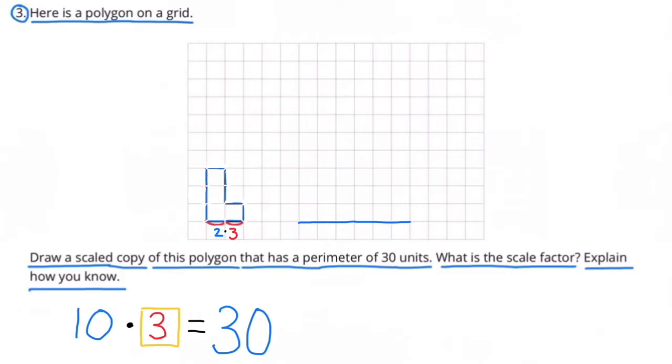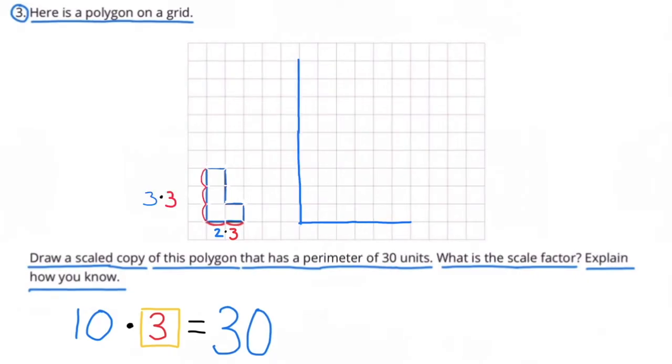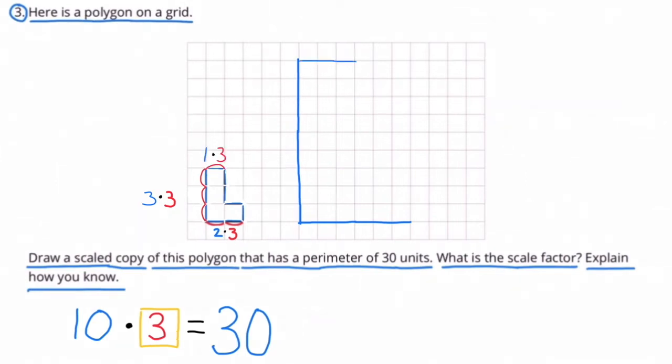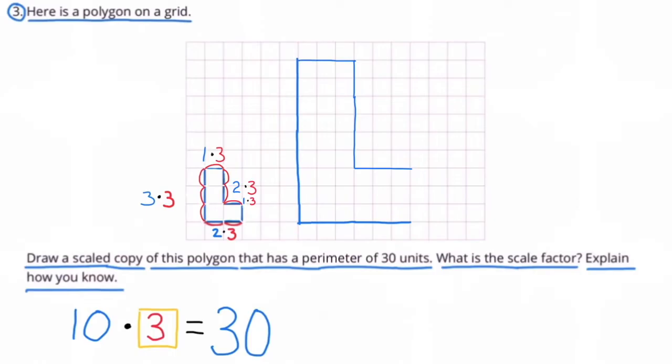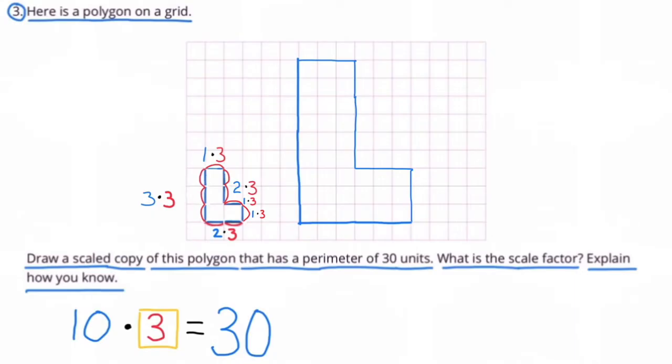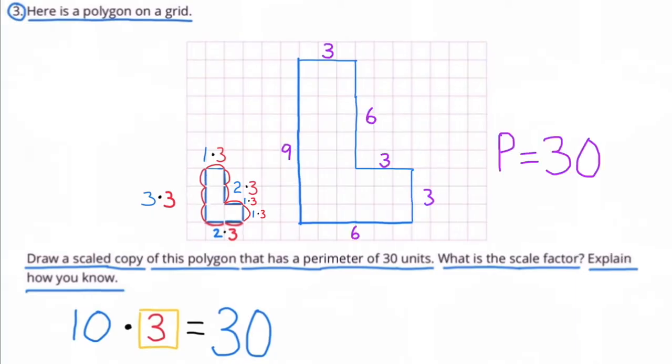2 units times 3 equals 6 units. 3 units times 3 equals 9 units. 1 unit times 3 equals 3 units. 2 units times 3 equals 6 units. 1 unit times 3 equals 3 units. And finally, 1 unit times 3 equals 3 units. 6 plus 9 plus 3 plus 6 plus 3 plus 3 equals a perimeter of 30 units.